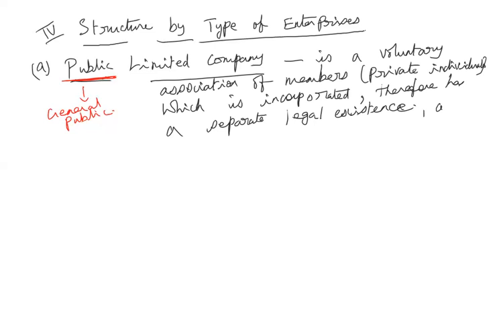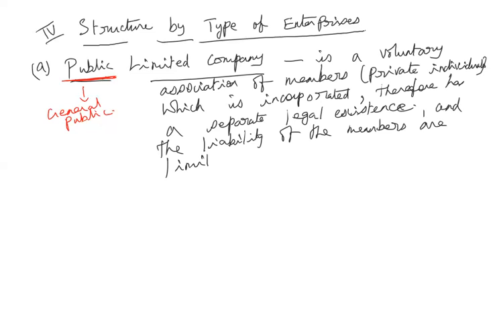Another feature is that the liability of the members is limited. Limited in the sense that in the event of loss, they need not bear the burden of losses. With unlimited liability, the owners, all the shareholders, have to bear the burden of losses also. With limited liability, the owners need not bear the burden of losses. That is the meaning here.